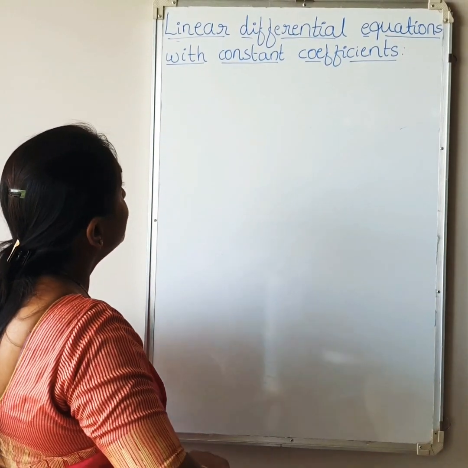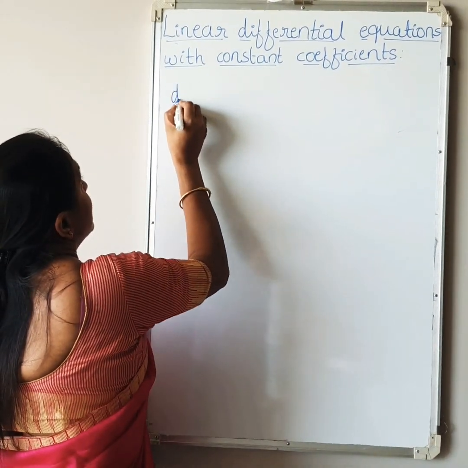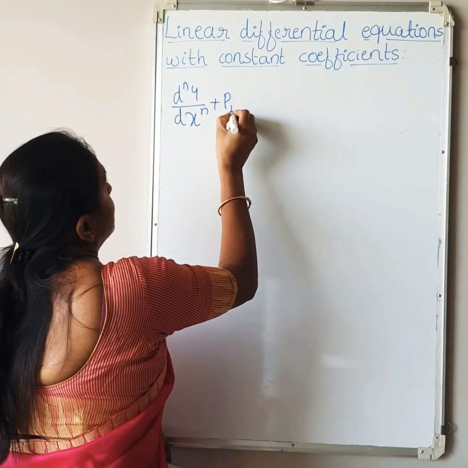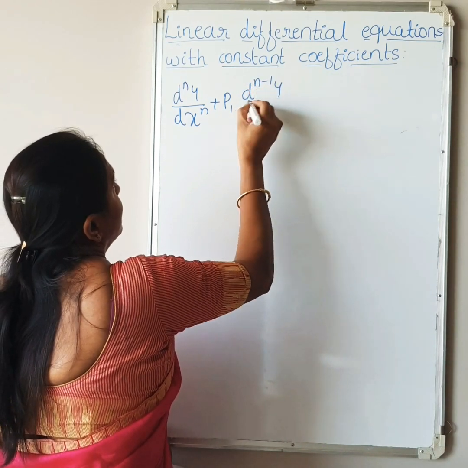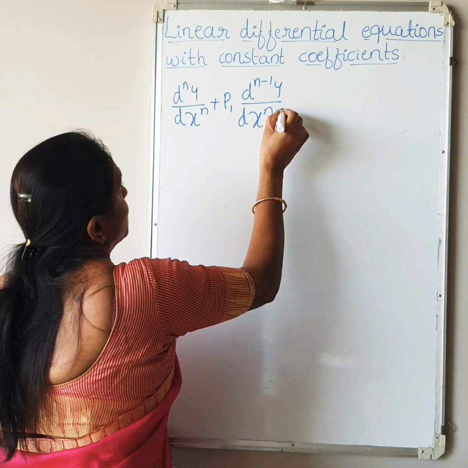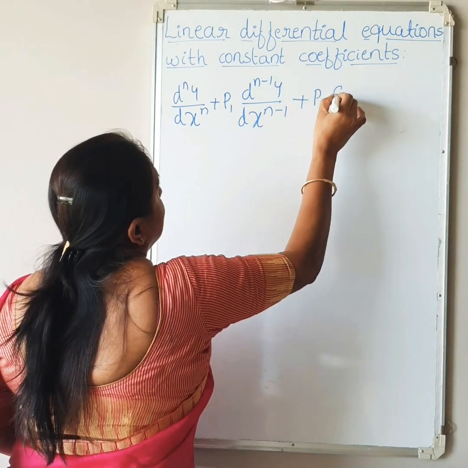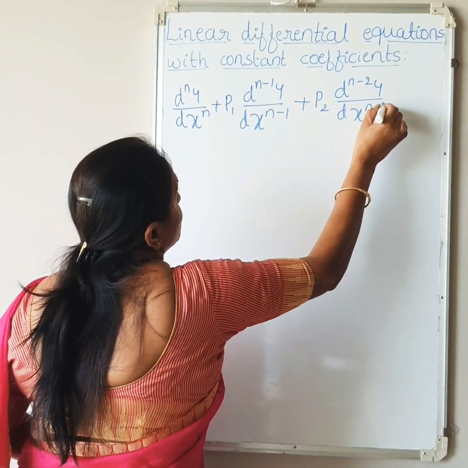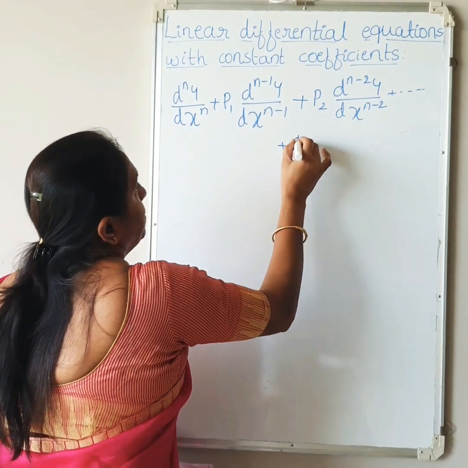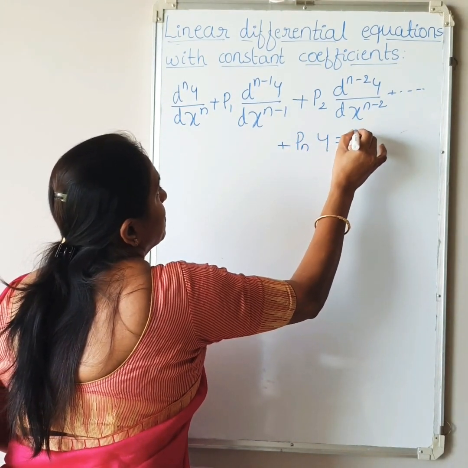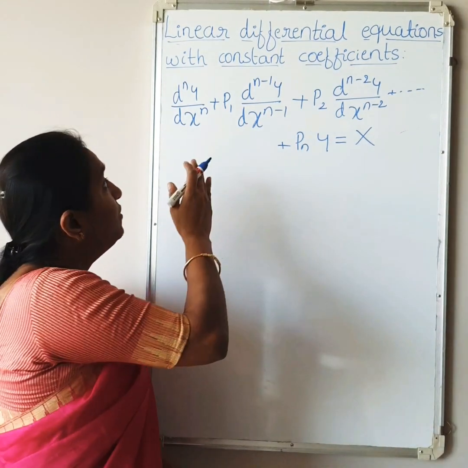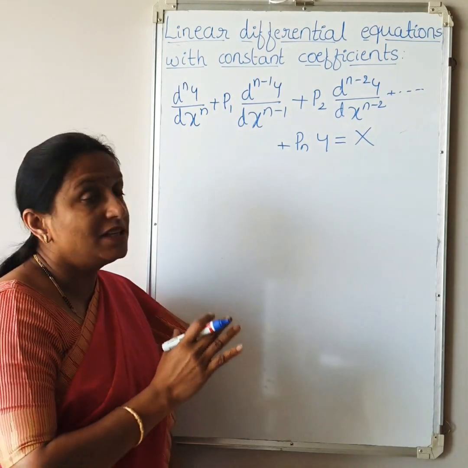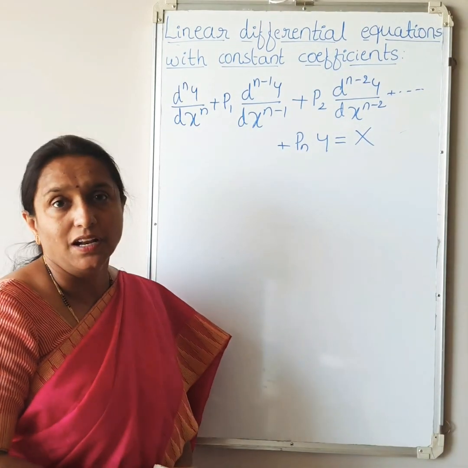So these linear differential equations are denoted as d^n y by dx^n plus p1 d^(n-1) y by dx^(n-1) plus p2 d^(n-2) y by dx^(n-2) plus so on, up to pn y is equal to some function of x, where p1, p2 up to pn are all functions of x. This equation is called a linear differential equation.